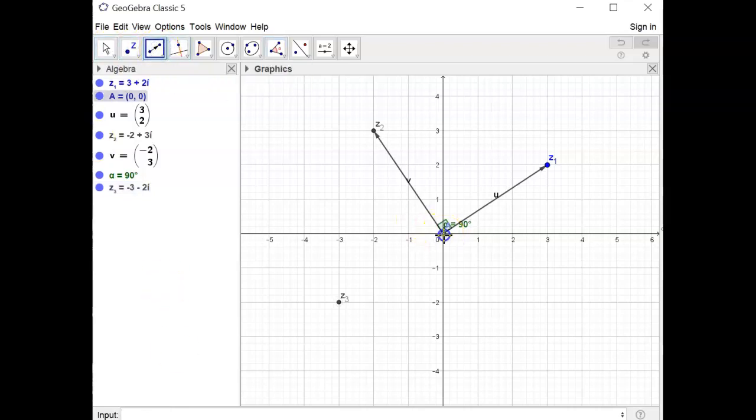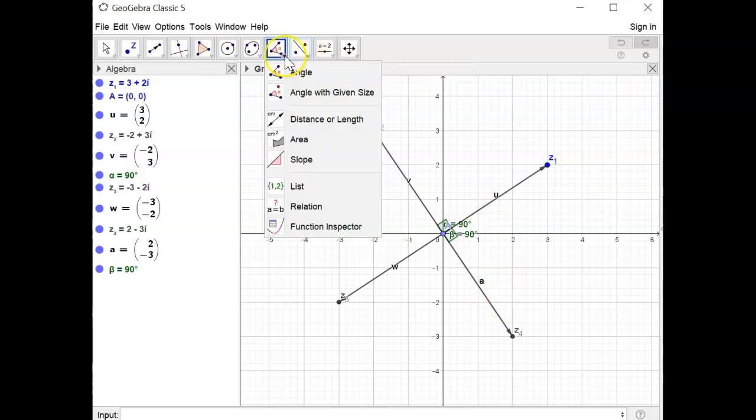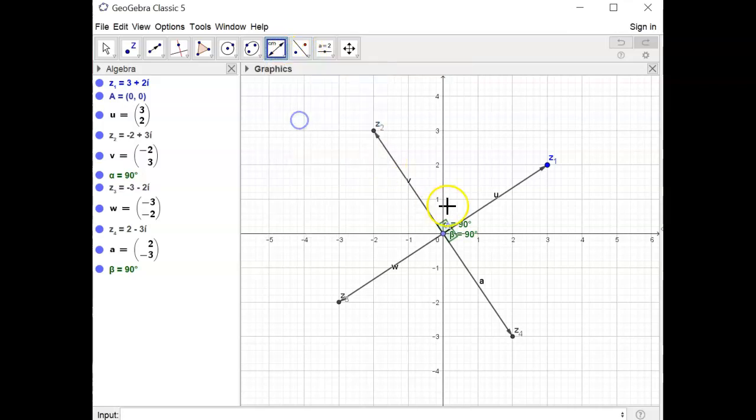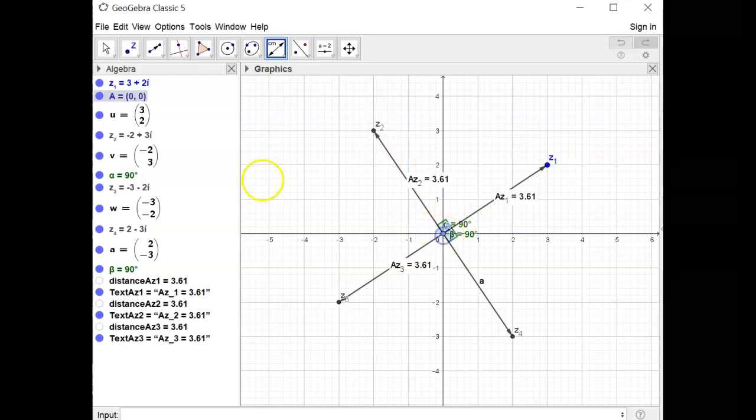We can look at similar transformations. Multiplying by minus 1 gives us a rotation of 180 degrees, and multiplying by minus i gives us a rotation of minus, or 270 degrees, or minus 90 degrees. Last thing we look at here is showing that the modulus of each of these values remains the same. And we can see that here they're all equal to approximately 3.61.